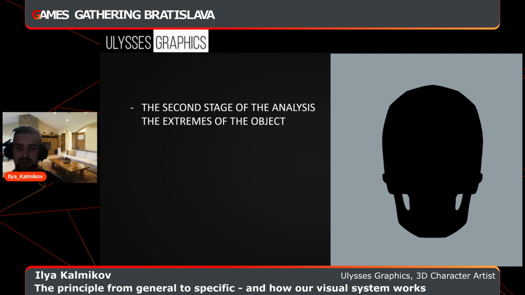Then we begin a rather complicated process of describing the object. It took us much more energy than the previous one, just 2 points. First, our brain describes the extreme point of the object. We can call it silhouette in other words.